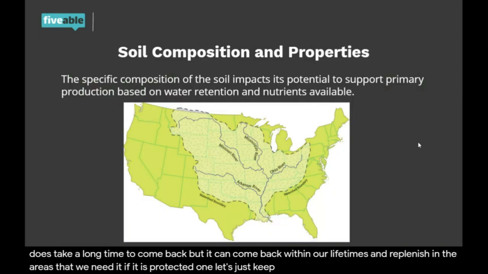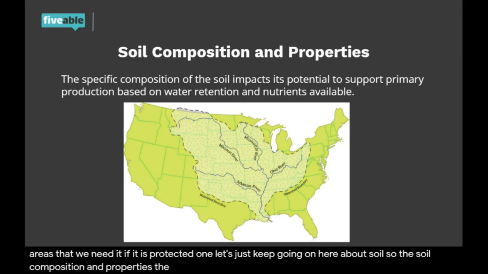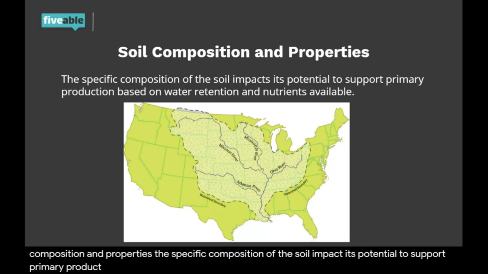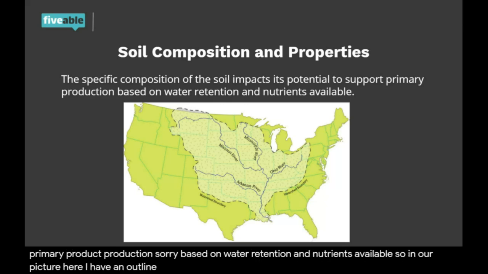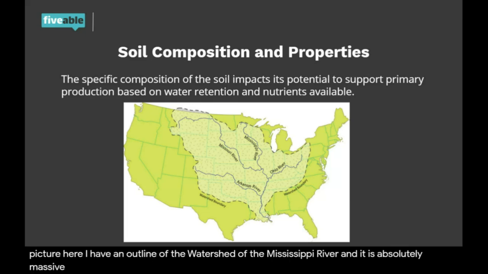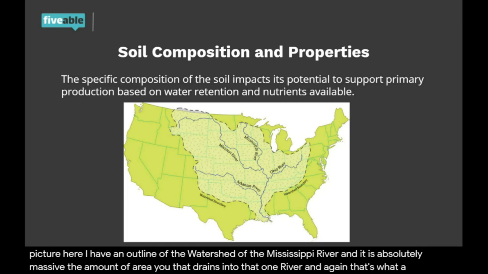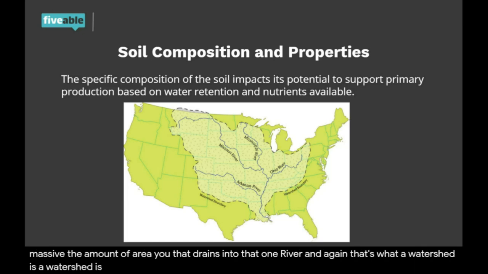All right, so let's keep going here about soil. Soil composition and properties. The specific composition of the soil impacts its potential to support primary production, based on water retention and nutrients available. So in our picture here, I have an outline of the watershed of the Mississippi River, and it is absolutely massive, the amount of area that drains into that one river. And again, that's what a watershed is. A watershed is anywhere that gets rainfall that drains into one river.